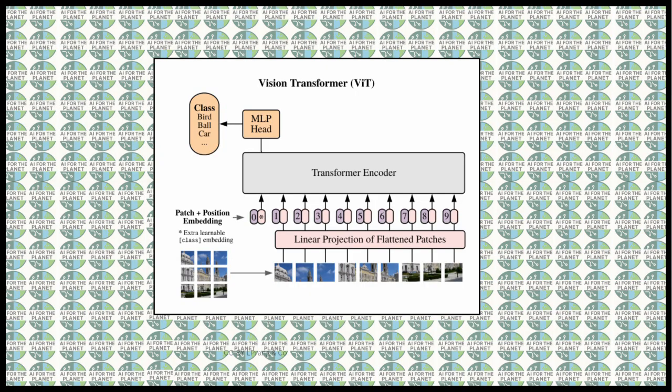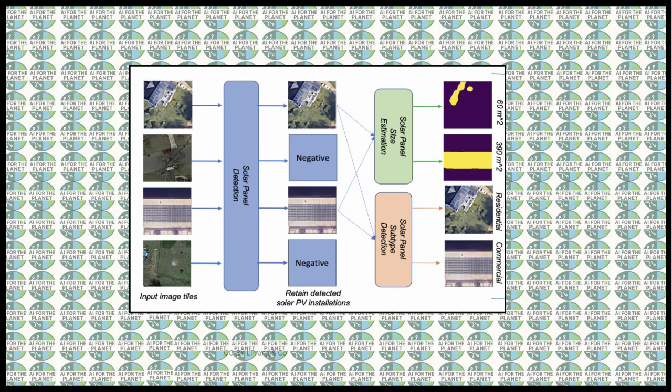The first step is to detect if a solar panel is present or not. To build a model that can do this, the authors start with a well-known vision transformer model that was trained to classify objects in images. They then use a trick called low-rank adaptation, or LoRA, to efficiently update parts of this model to make it specialized for detecting solar panels. If a solar panel is detected in an image, it then moves on to the next stage of processing, where its size and type are analyzed.